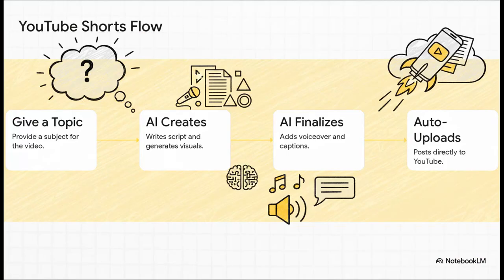And check out this workflow. All you do is give it a topic. That's it. From there, the AI just takes over. It writes a script, generates the visuals, adds a voiceover, slaps on some captions, and then it uploads the finished videos straight to your YouTube channel. I mean, you could basically schedule out your entire content calendar from just a list of ideas.